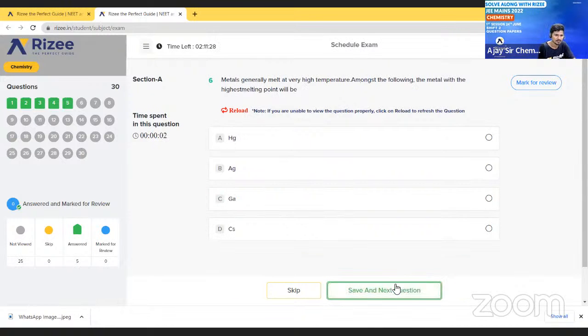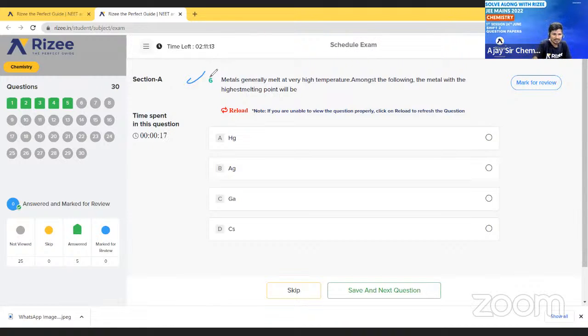Okay, so let us go to the next question. Most of the numericals are completed. Numerical type questions are completed in section A only. Now section B is left, and that is very important.